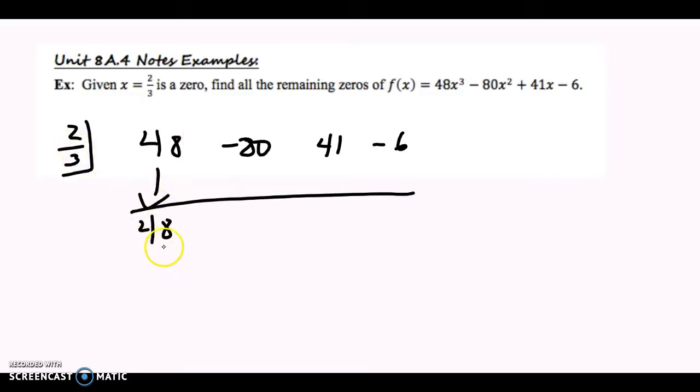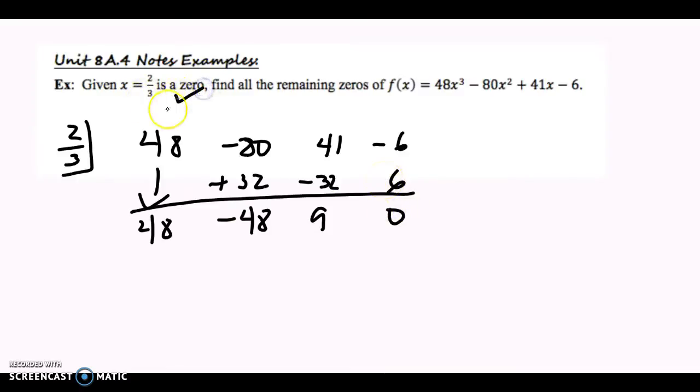Let's do 2/3 times 48. That's going to be 16 times 2, which is 32. I have a negative 80 and a positive 32. That will give me a negative 48. A negative 48 times 2/3 is going to be negative 32. And I didn't mention this before, but you are welcome to use a calculator if you're struggling with this math. 41 minus 32 is a 9. And 9 times 2/3, that's going to give you a 6, which gives me a 0, as expected.